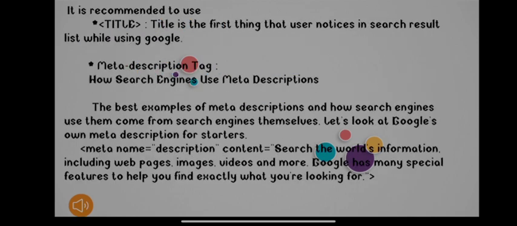Next, let's see what the important factors are, or we can say what the important tags are, that we need to include while optimizing the page structure of a website. First is the title tag. Now the title is the first thing that a user notices in search results while using Google.